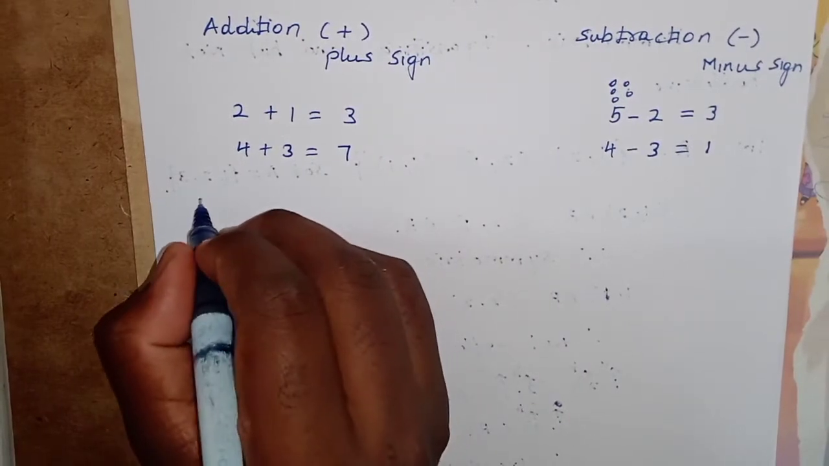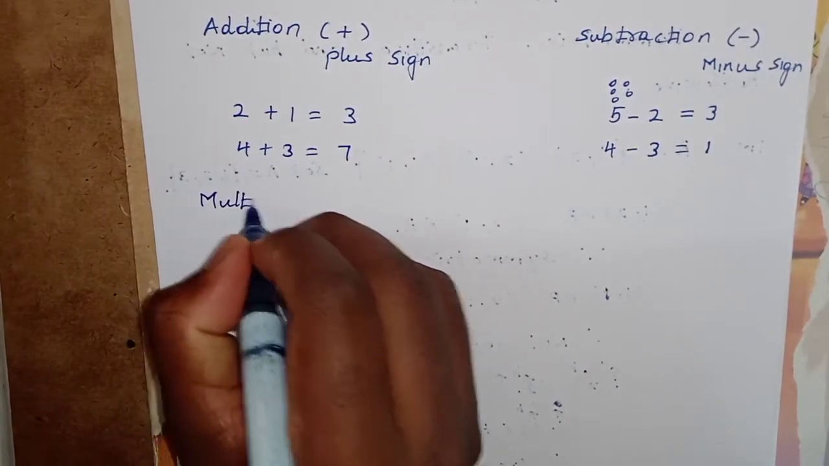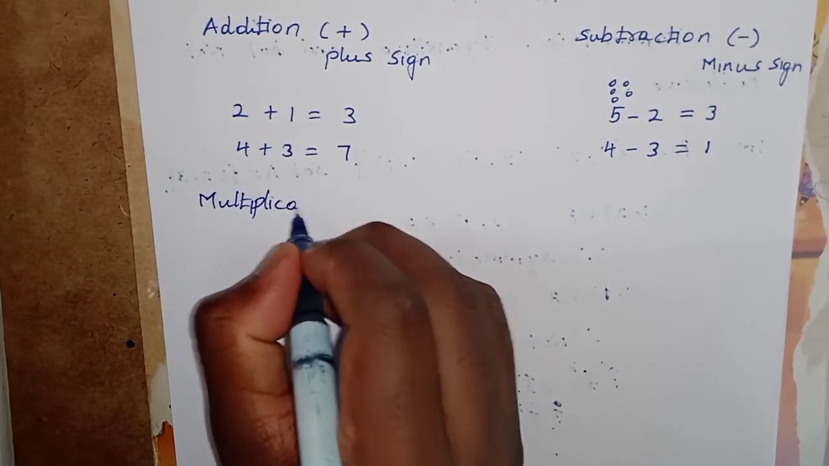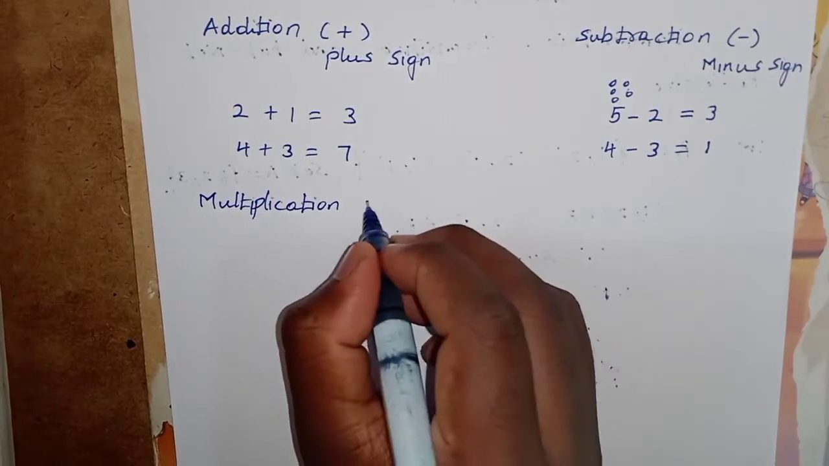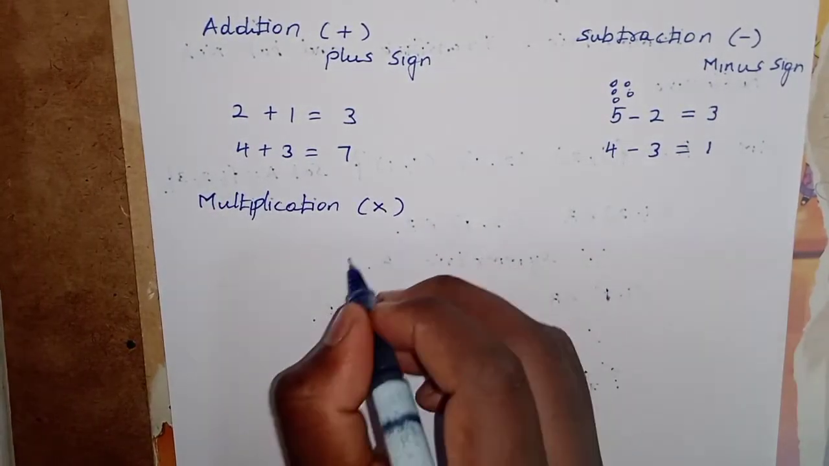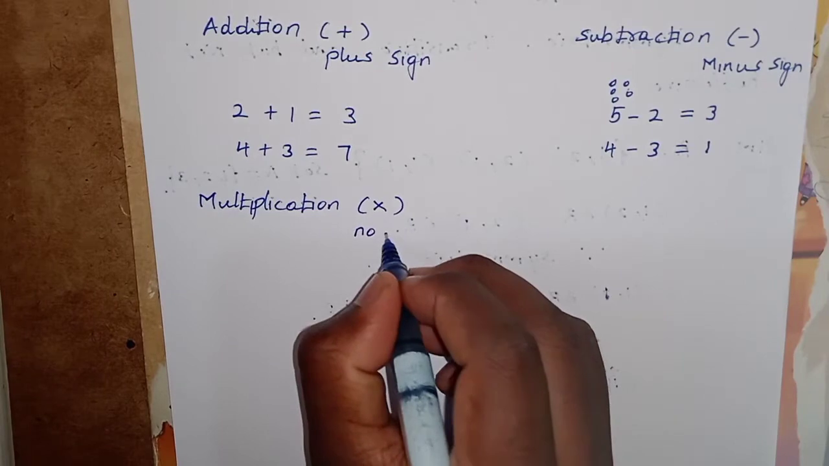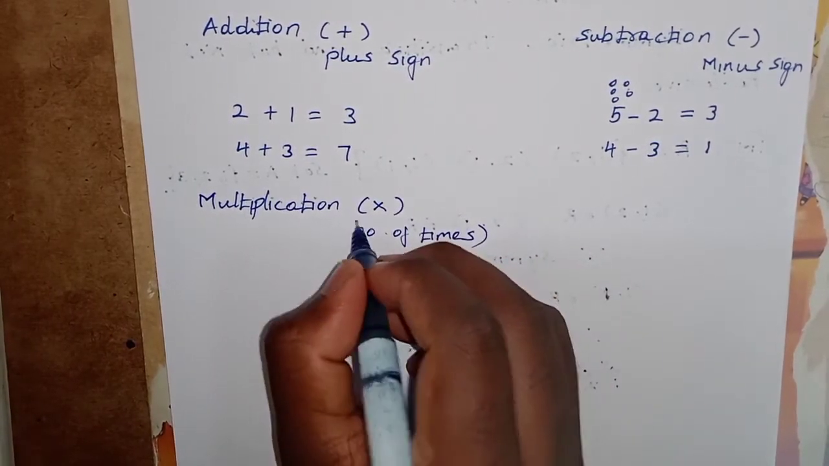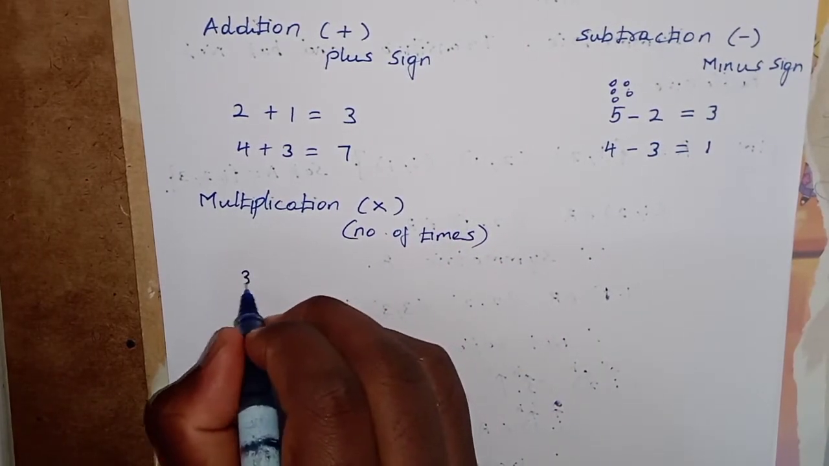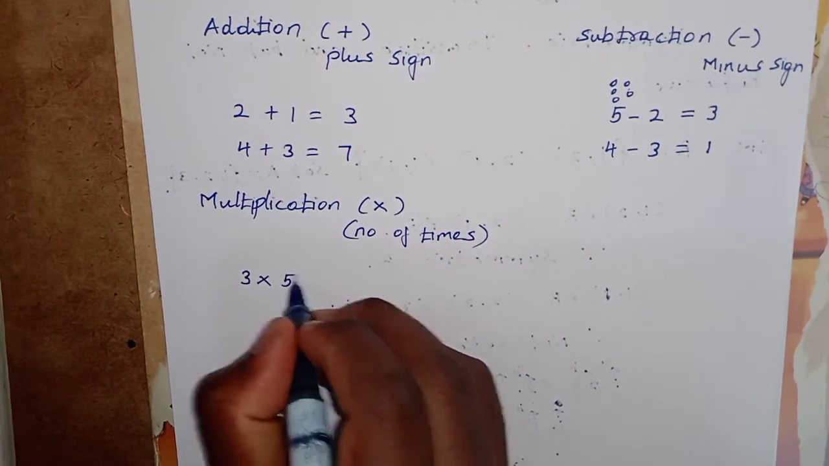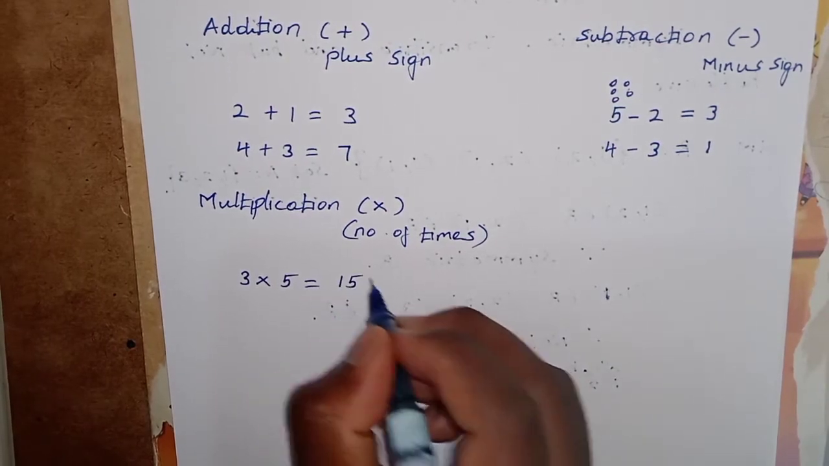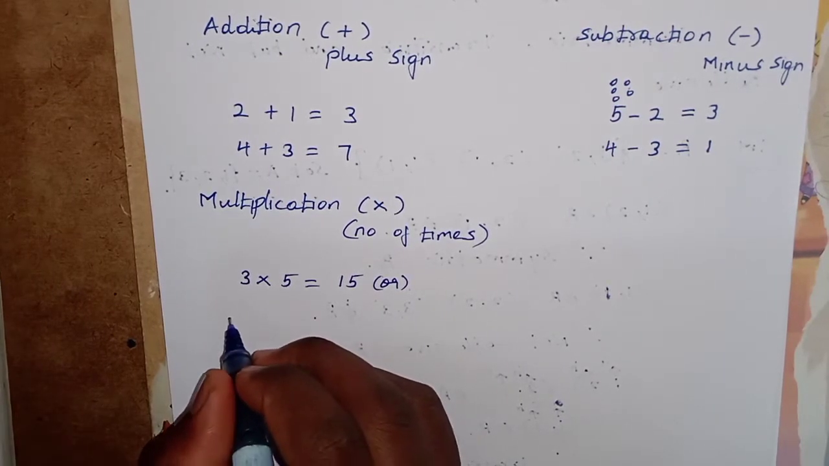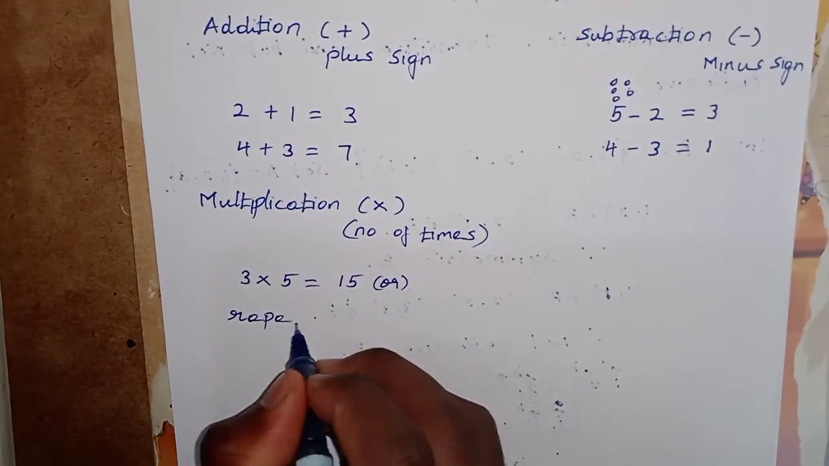Next, multiplication. Multiplication sign is cross. Here it is number of times. Here 3 into 5 equal to 15. Or you can say it is repeated addition.